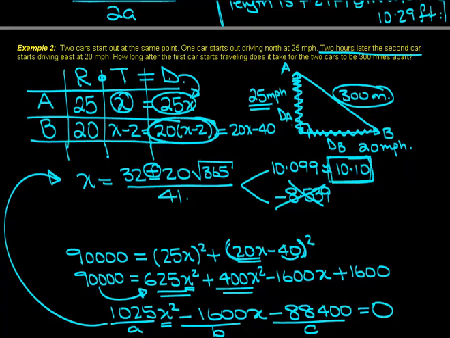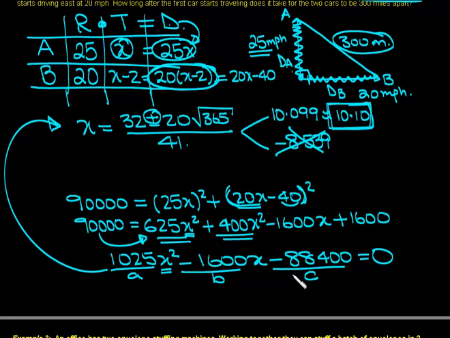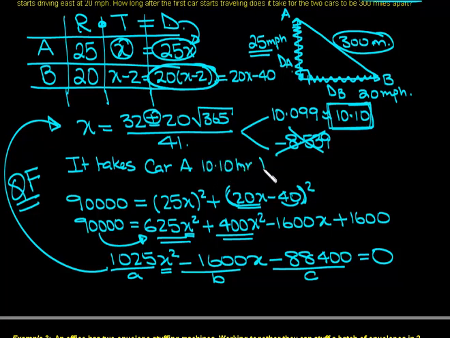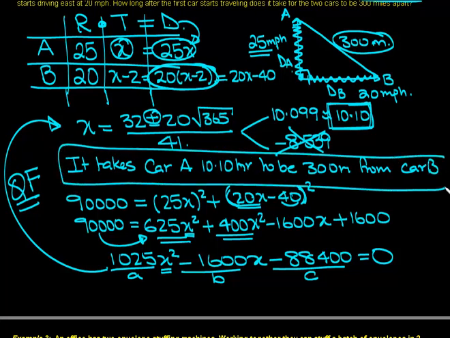Okay, I know I skipped some steps, but it's just a matter of plugging this into, and these numbers are really big. You can just plug them into the calculator and you can do the calculations using the quadratic formula. Okay, so I use the quadratic formula to get from here to here, and then we ended up with this answer. So the answer to this problem, it takes car A 10.10 hours to be 300 miles from car B. Okay, so that's the answer to that problem.